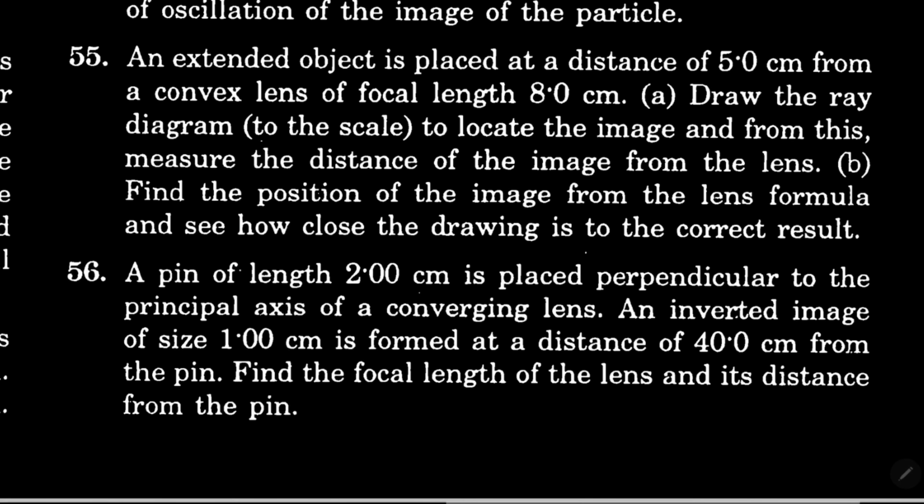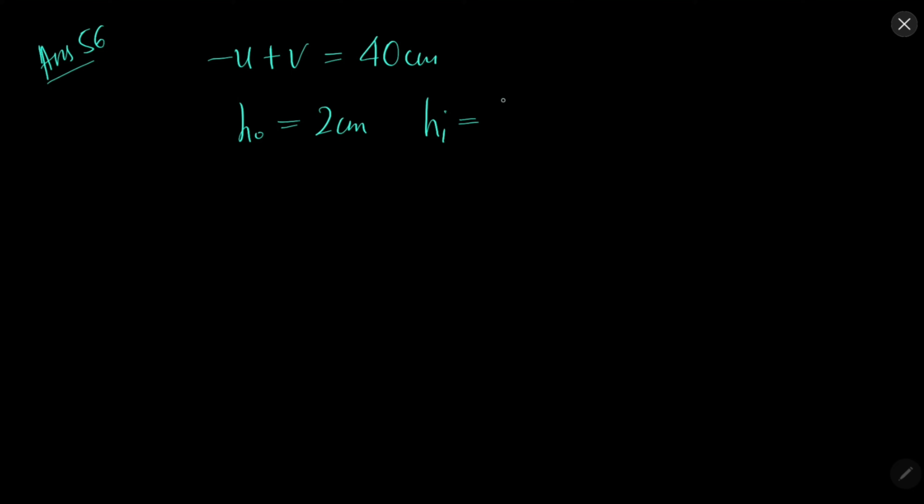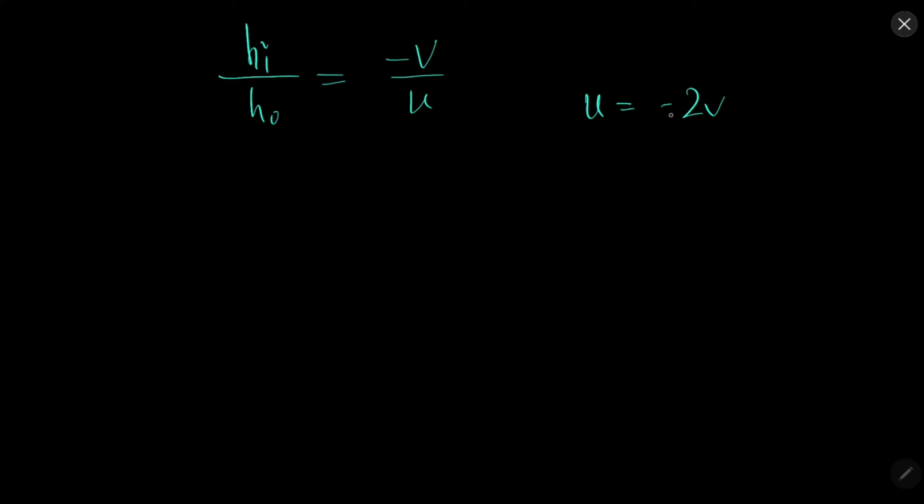In question 56, a pin is given to us. Find the focal length of lens and distance from the pin. Solution 56. Minus U plus V is 40 centimeter, the distance between image and object. HO is 2 centimeter. HI, height of image, is 1 centimeter. We know that magnification is HI over HO and minus V over U. So from here U will come out to be minus 2V.